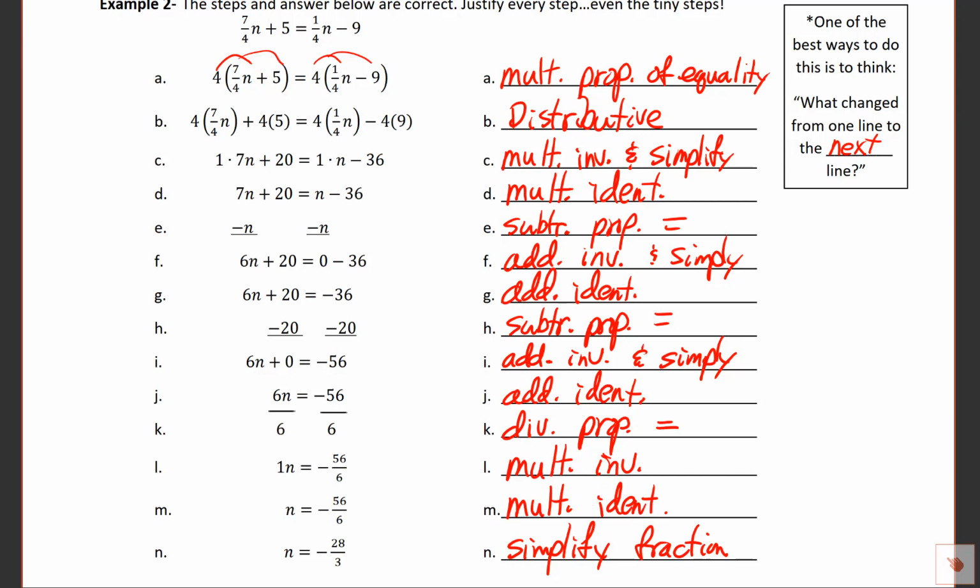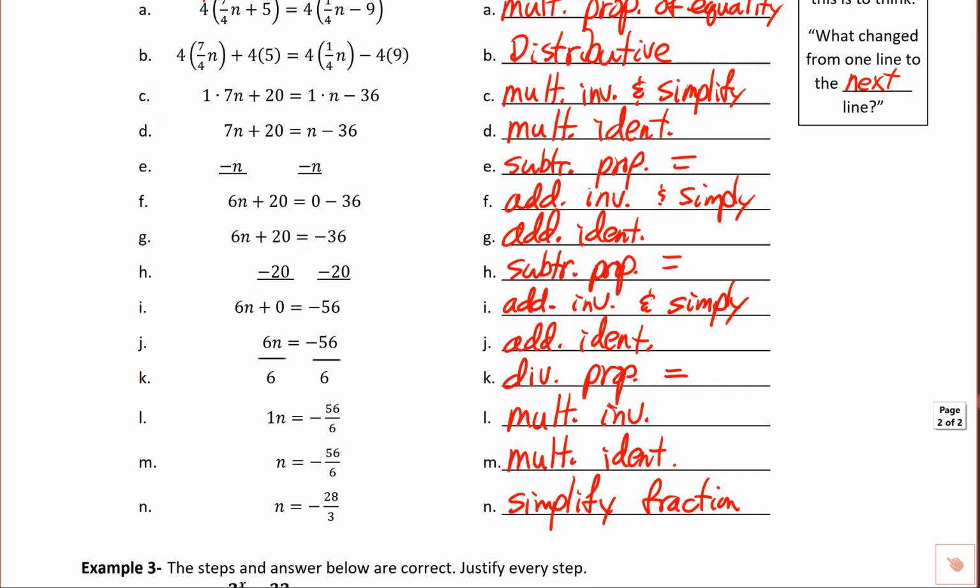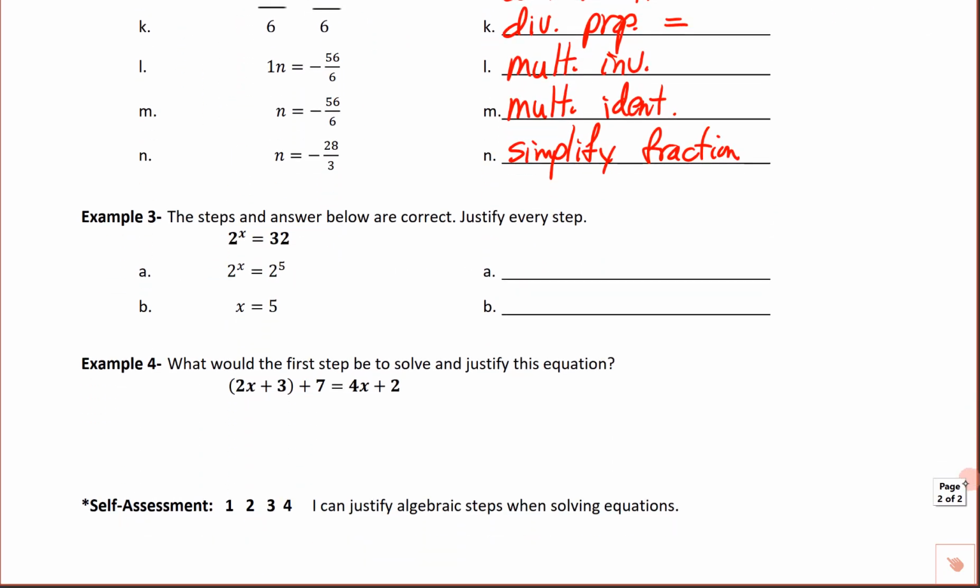So what I'm going to do is I'm going to come down here and we're going to take a look at this one. We've got just a couple more here and then we'll turn you loose on the assignment. It says the steps and answers below are correct. Justify every step. So we started off with 2 to the x equals 32, and now it says 2 to the x equals 2 to the 5th.